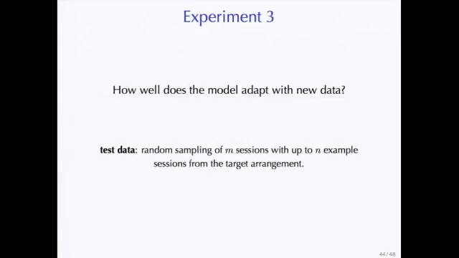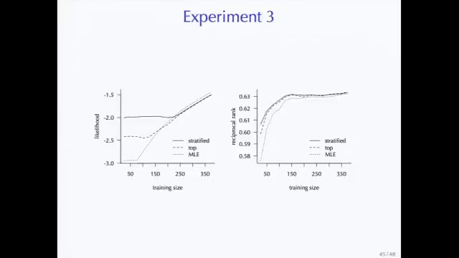Okay, experiment 3. Like I said, we can adapt these Farley ring models. The way we tested this was to take random arrangements, not sessions. Here, random arrangements from the torso of that distribution, and sampled adaptive sessions in order to see how performance improves as a function of the training set size. Here, training size means the number of on-target examples that I get.